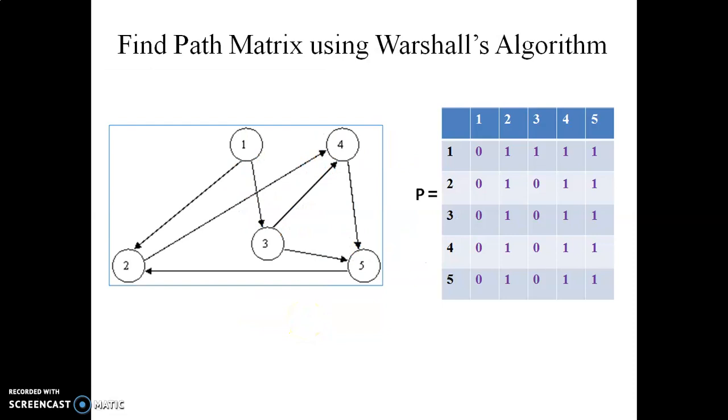So this is an example for homework. You can find the path matrix using Warshaw's algorithm for this particular directed graph. Use the same procedure that I have discussed earlier and try to get this path matrix in this form. I have already given the path matrix, so you can verify your answer with this path matrix.